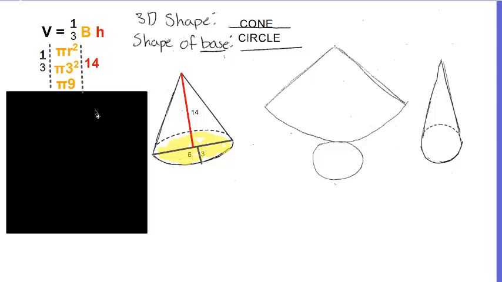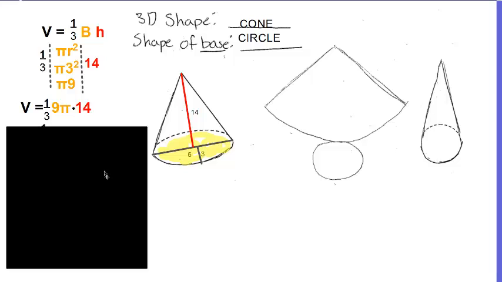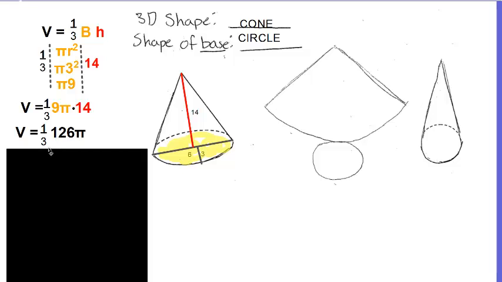So let's work this out. I'm going to plug this in. I'm going to say big V equals 1/3 times 9 pi times 14. At this point, it's easier to do 1/3 of 9, but I'm going to go ahead and do 9 times 14 then I can just work it out. Remember, we already did the multiplying by 1/2 there, which is the same as dividing by 2. So volume equals 1/3 times 126 pi.